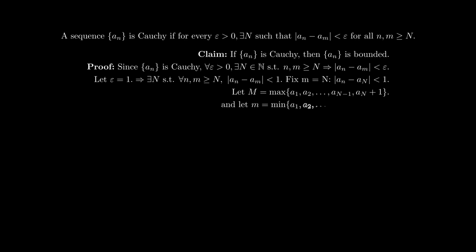The same logic applies to the lower bound for the sequence. Just replace the +1 with a -1. Now, every value of the sequence must be between the upper and lower bounds, meaning the sequence is bounded. Take a look here.